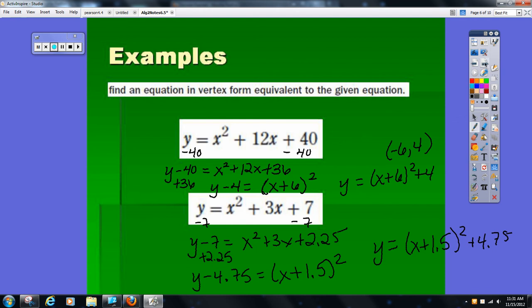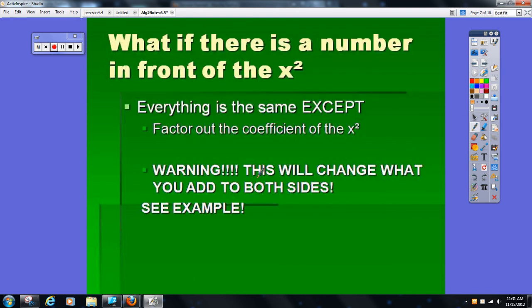Alright, that procedure you'll get used to the more of these problems that you do. What happens if there's a number in front of the x squared? Everything will be the same except, and kids are going to miss this, you guys are going to mess this up, so really be careful. You have to factor out that coefficient. To complete the square, you can't have anything in front of the x squared, so you need to factor it out first, just like you used to with a GCF. And this is going to affect what you add to both sides, because you're going to actually have to multiply by that thing you factored out, okay?